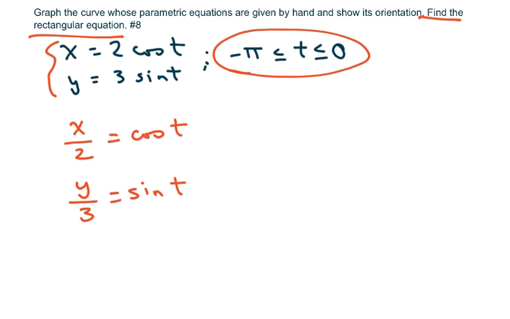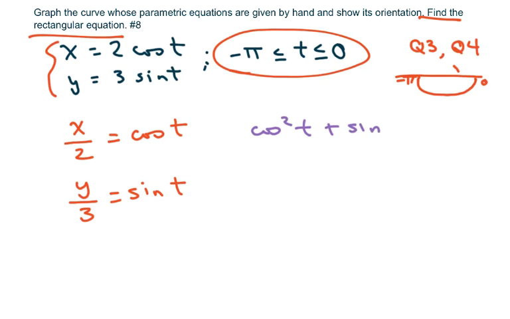That means we're in quadrant 3 and quadrant 4. Basically, when you're graphing from negative pi, so we're not even going up here, so going from negative pi to 0. So basically, we also know that, I'm going to write it cosine first, cosine squared of t plus sine squared of t equals 1.